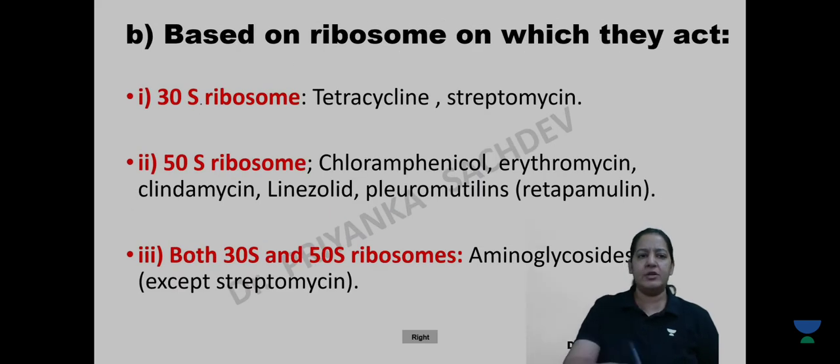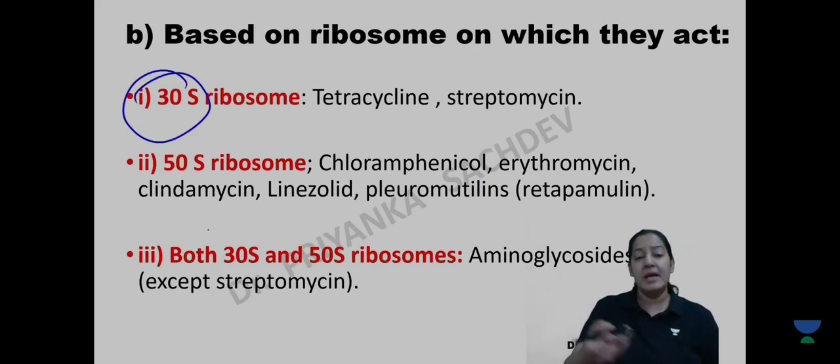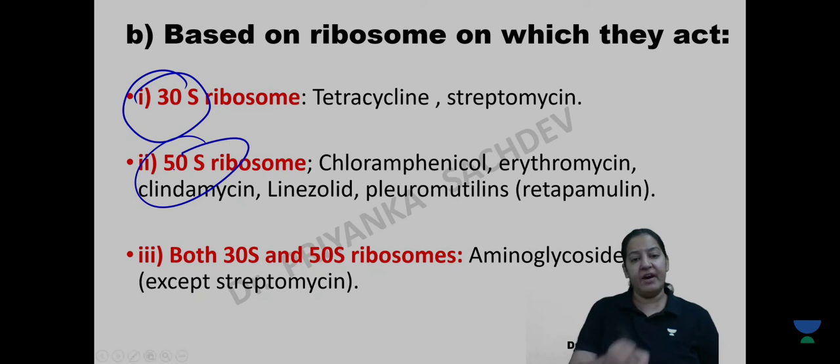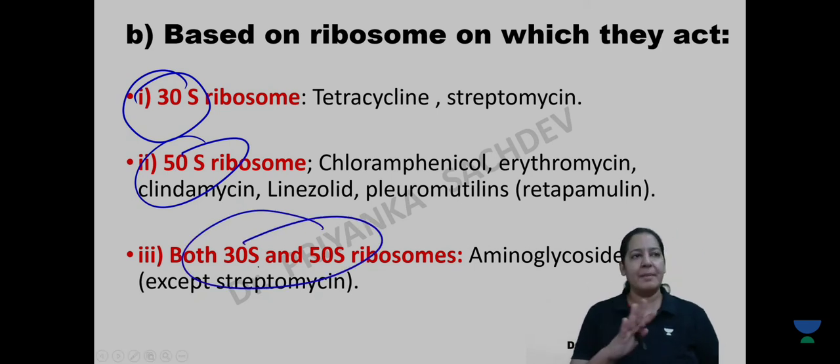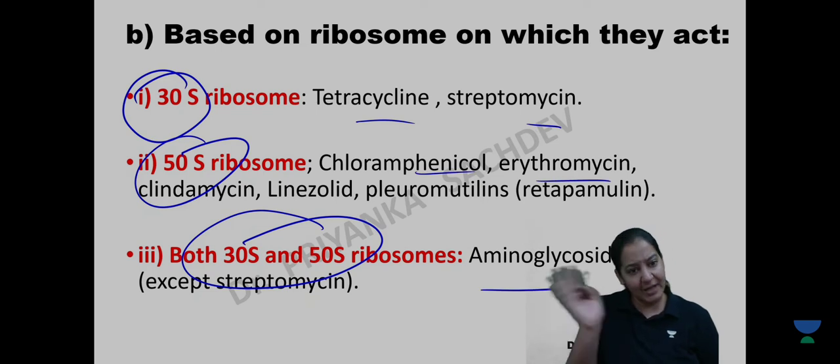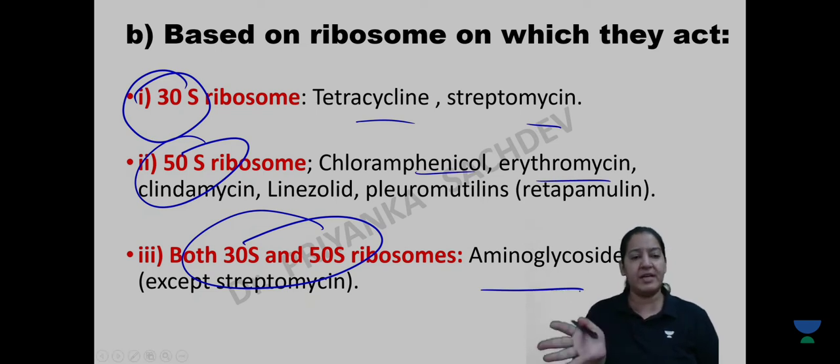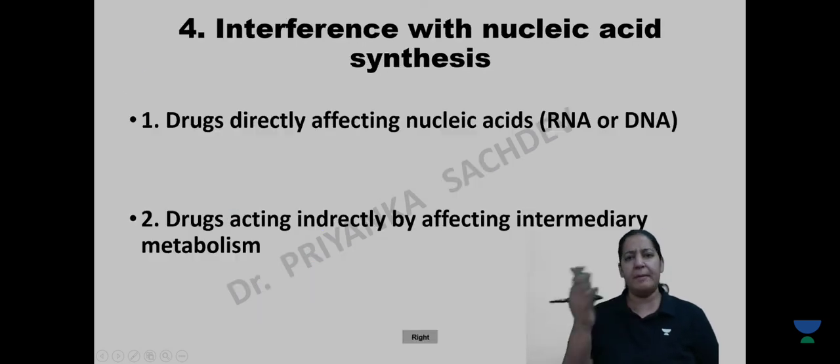Now they can be divided into the ones which act on 30S, the ones which act on 50S, and the ones which act on both 30S plus 50S. But I am not going into that detail, because when I teach you the detail of each of them, I will tell you individually which antibiotic is acting on which S of the ribosome. Then you can correlate retrograde, right? So it will be better.